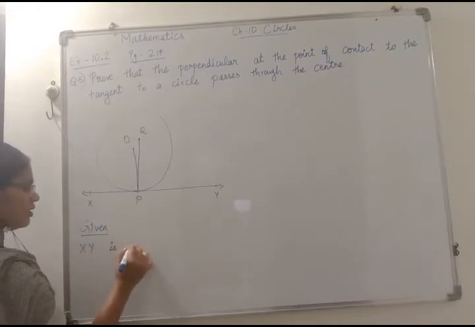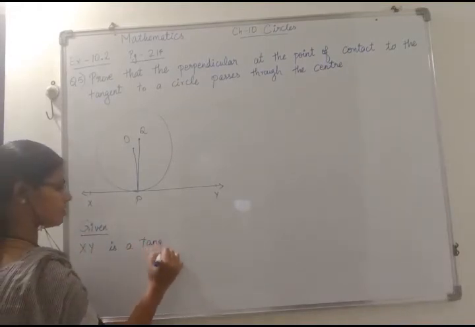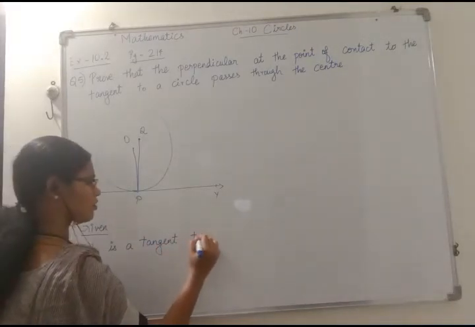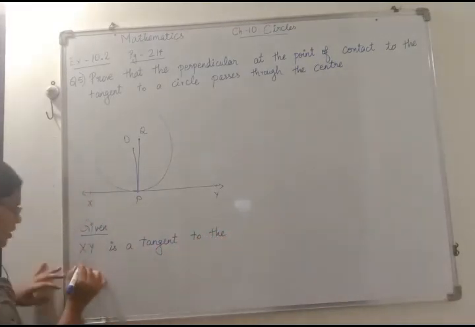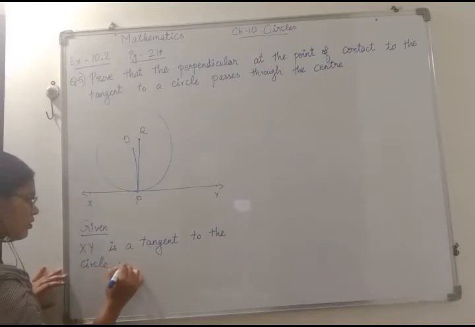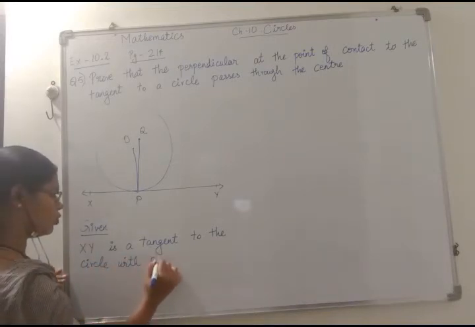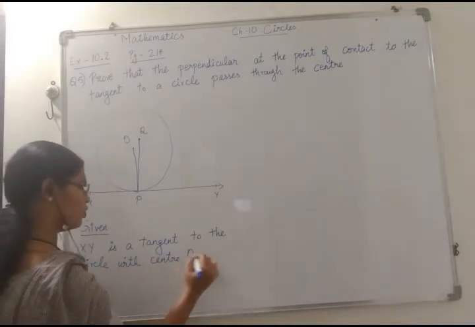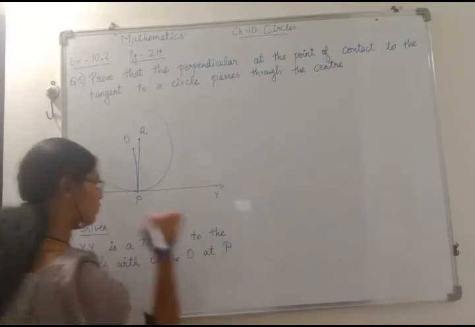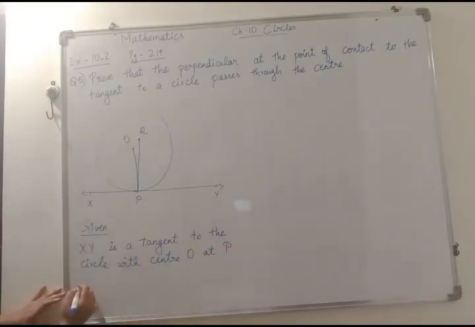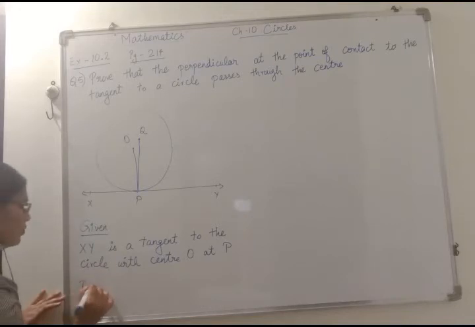XY is the tangent to the circle with center O and P is the point of contact for us. What do we have to prove?